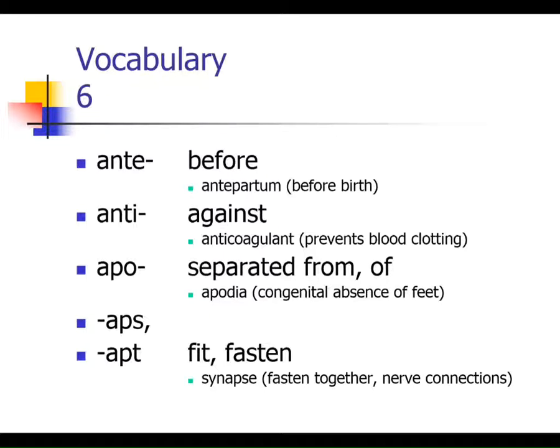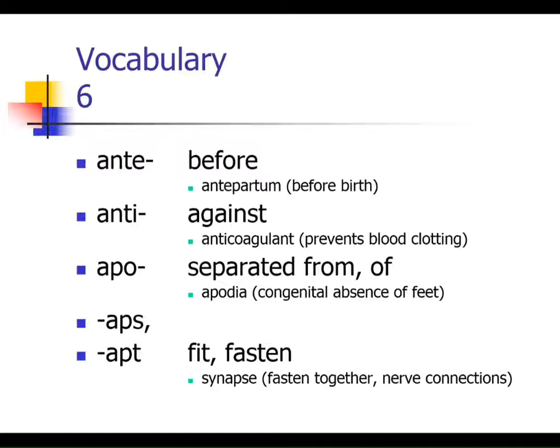Against. An anticoagulant is a molecule that is going to provide protection or prevent or go against blood clotting. Apo, to be separated from, and aps and apt, fit or fasten.